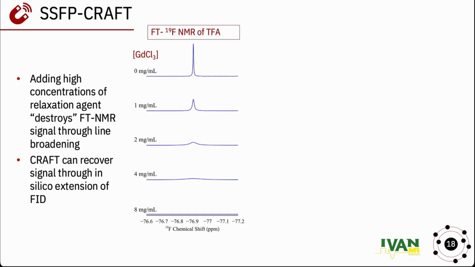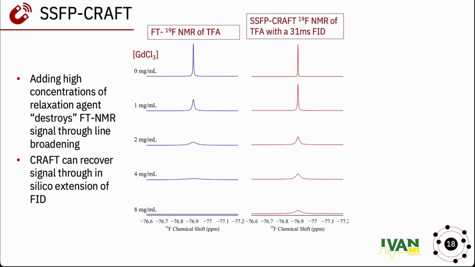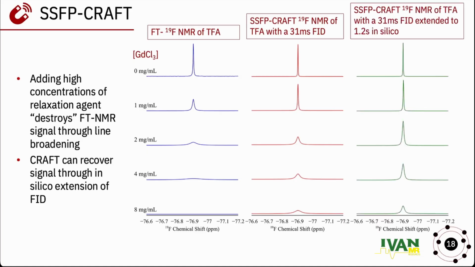But the really nice thing with CRAFT is that it's able to recover these very broad signals from very, very short FIDs, from fast relaxing compounds. It does this really well. So this is the SSFP-CRAFT result of this same sample with the same relaxation in it. And you can see we are getting signal to noise back. And the other really nice thing that CRAFT can do is it can predict in silico what the FID should look like at 1.2 seconds or 2 seconds. So you're able to retain and recover a lot of that line broadening.